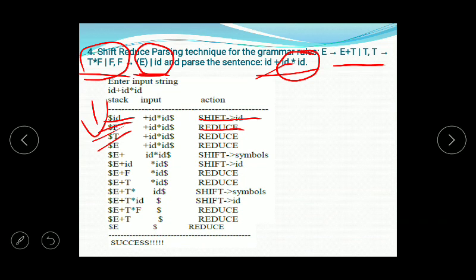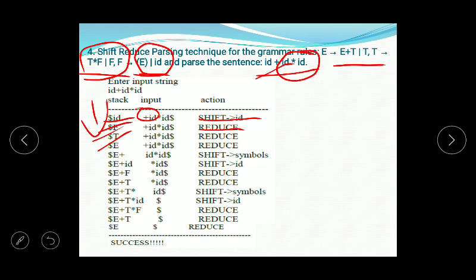After that, E is already our start symbol, so it cannot be reduced further. So what happens next? The parser will try to shift the next symbol onto the stack, that is plus. So plus is shifted onto the stack like this. So action is shift symbols. Okay, then whenever plus is shifted onto the stack, we have E plus on the stack, right? Is there any production to reduce E plus to its left hand side? We have E plus T, but we don't have E plus. So E plus cannot be reduced to anything.